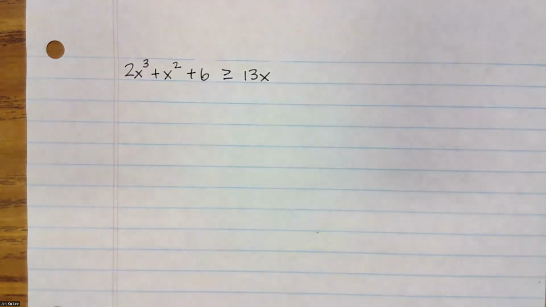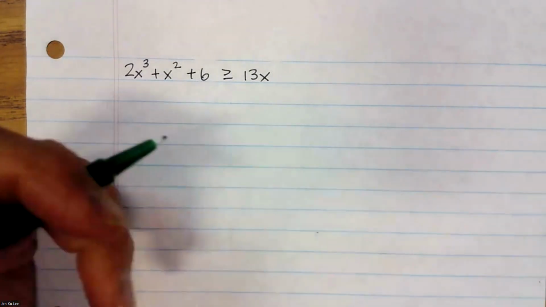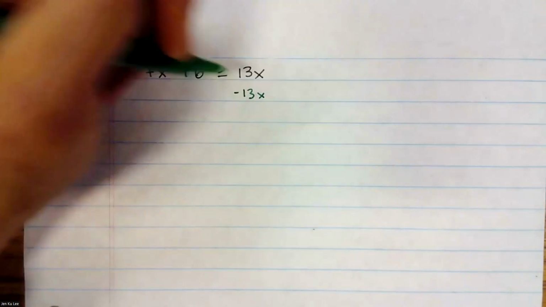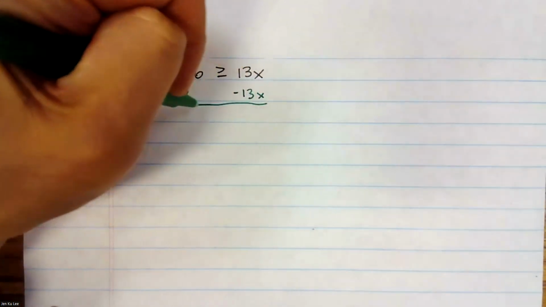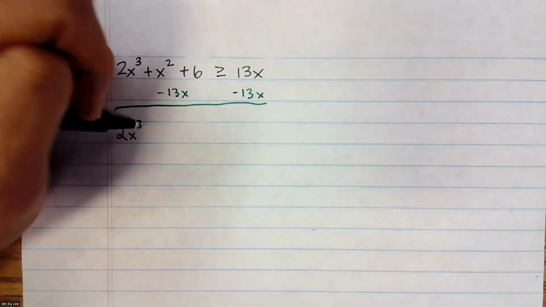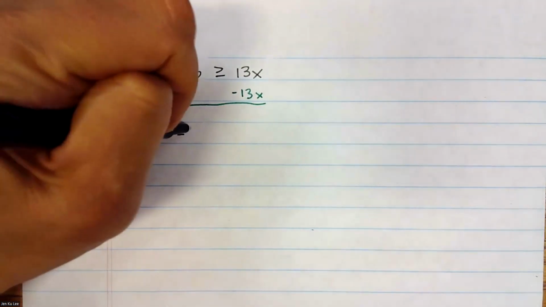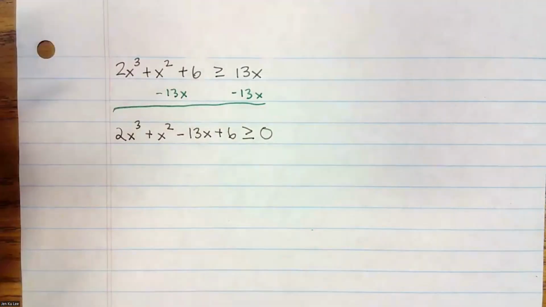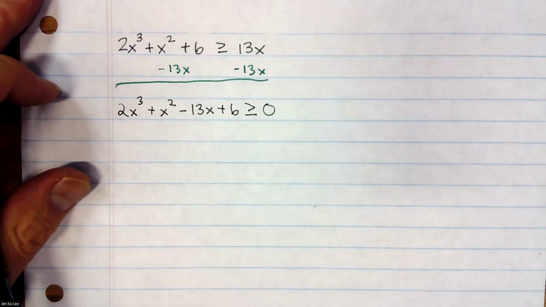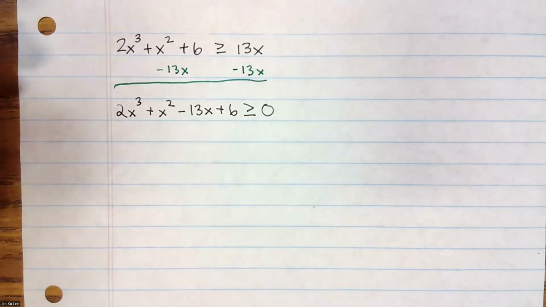Okay, so our first step is to make one side equal to 0 or to move all the terms to one side of the equation. So I'm going to subtract 13x from both sides of the equation. Then this would make this one 2x cubed plus x squared minus 13x plus 6 is greater than or equal to 0, right?